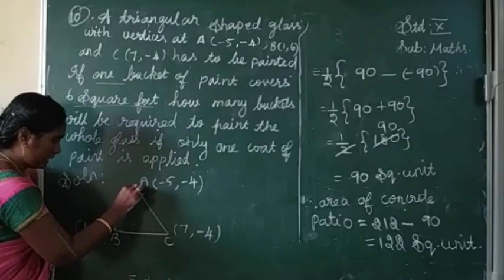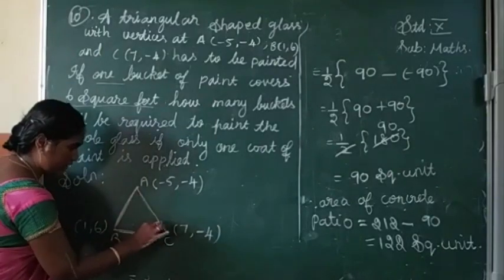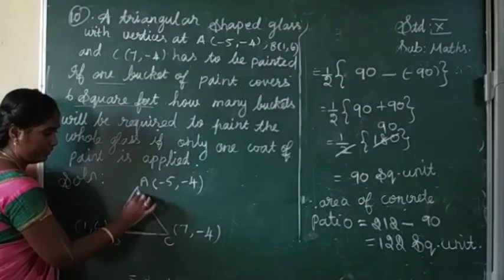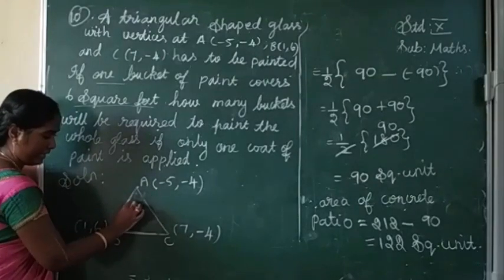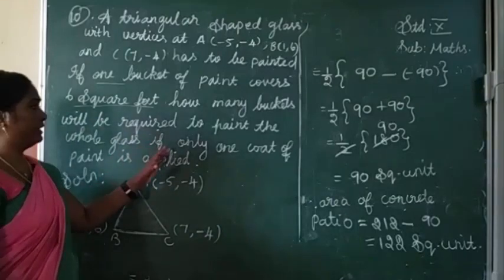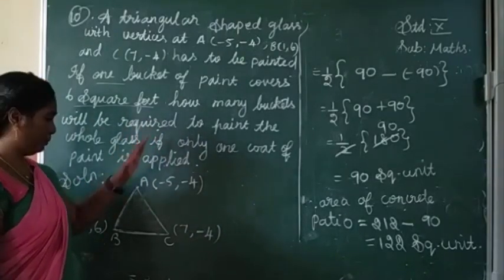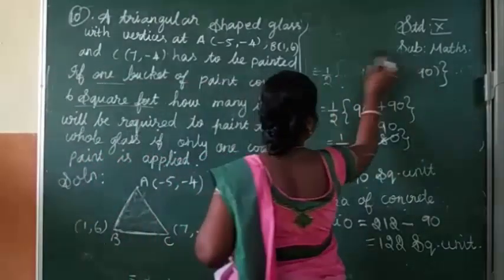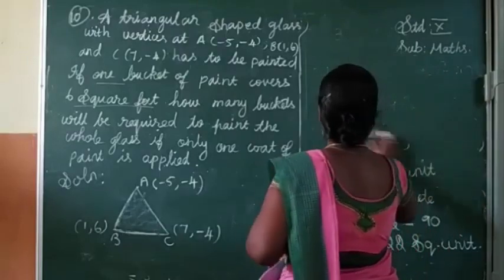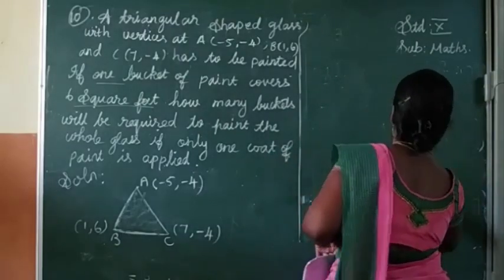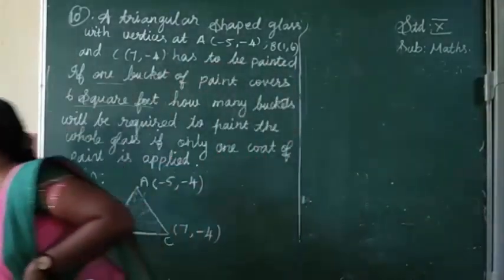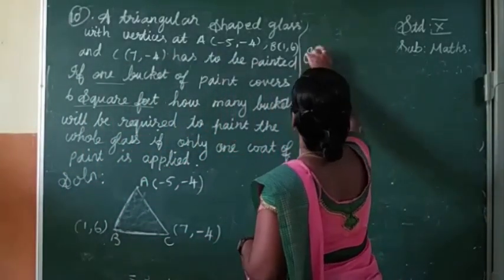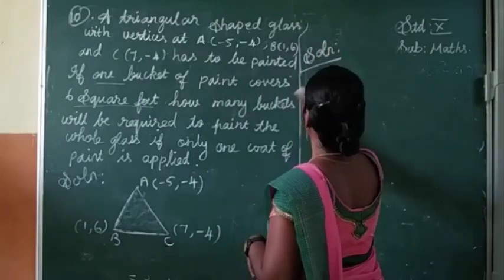Listen, this is a triangular shaped glass. If you want to paint the full glass, first we have to find out the area of the glass. If you find the area of the glass, then only we can find how many buckets of paint are needed to paint this glass. The glass name we have taken is ABC. So write the area of a triangle. Solution: first write the vertices, then write the area of a triangle.